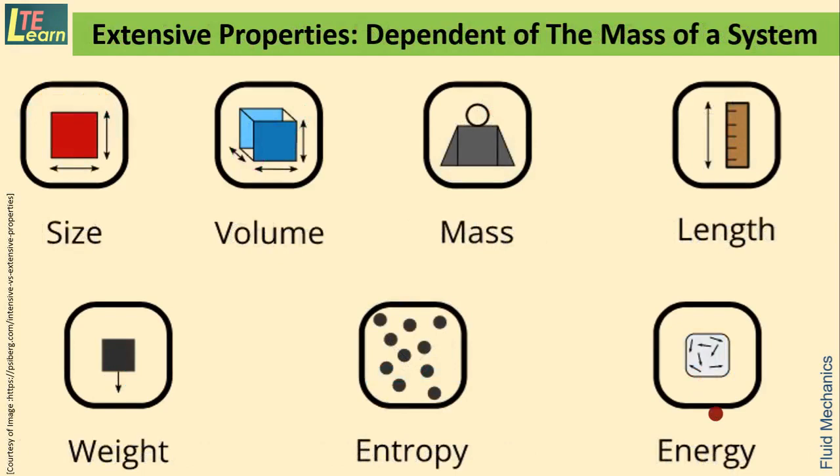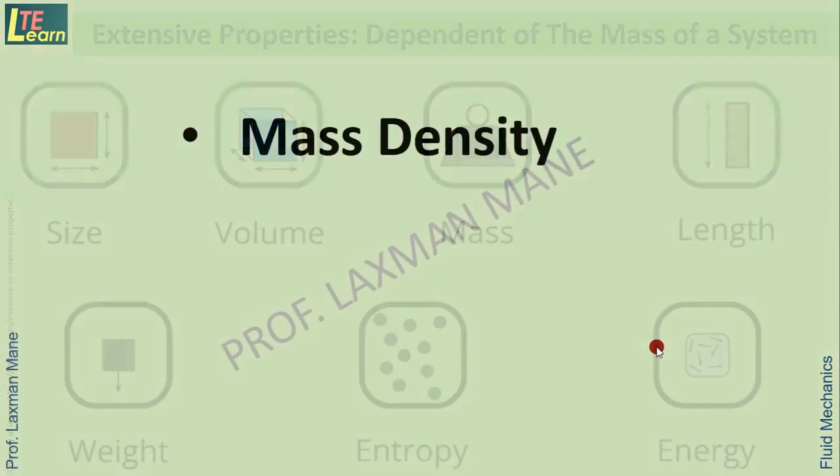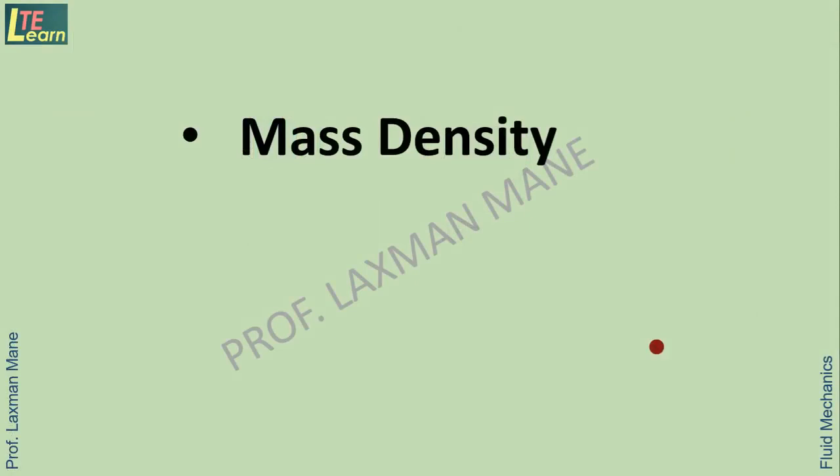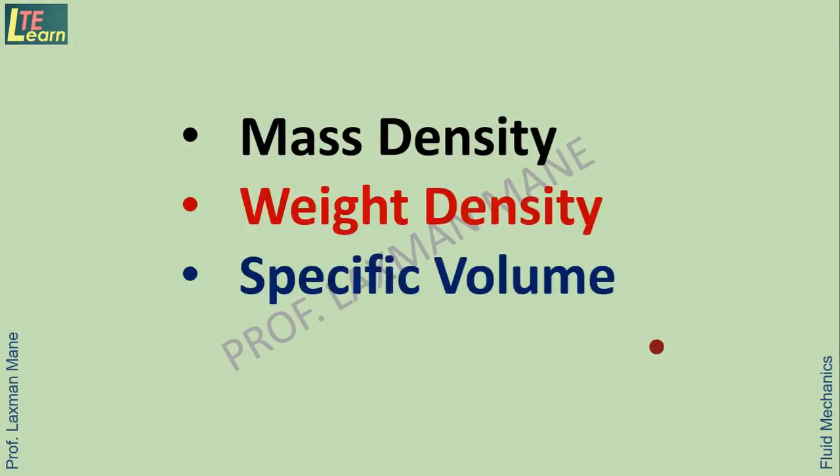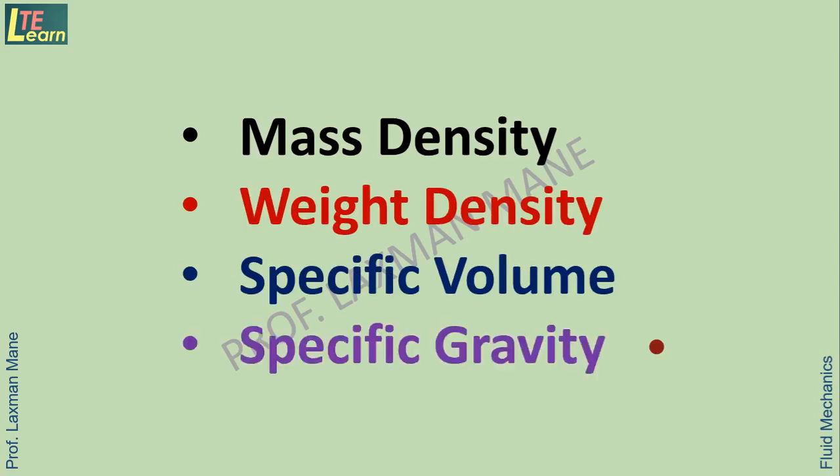Extensive properties are the properties which depend on the mass of a system, meaning these change with change in mass. For example, size, volume, weight, energy. In this video session, we are especially going to discuss the main four properties of the fluid: mass density, weight density, specific volume and specific gravity.